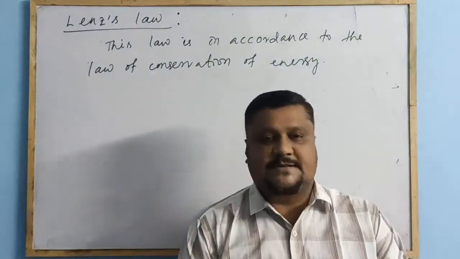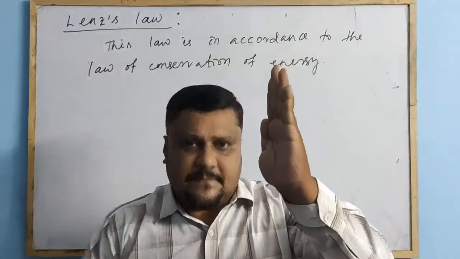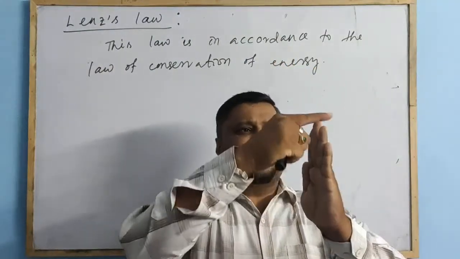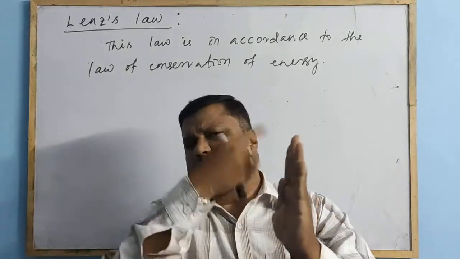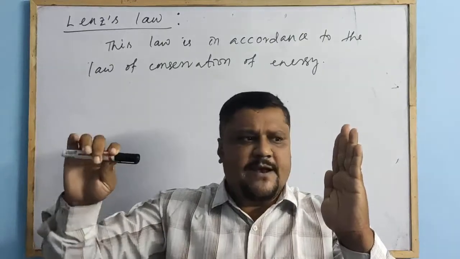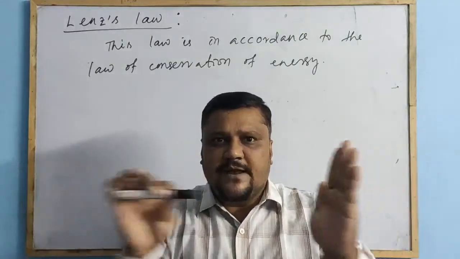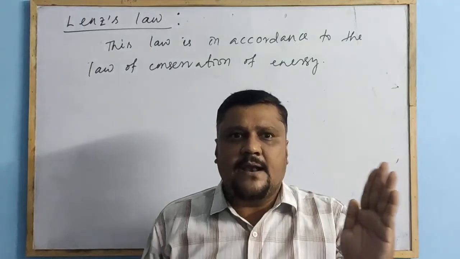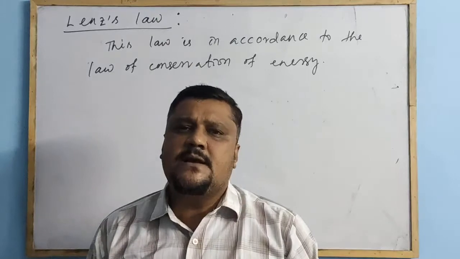What happens here? You see. Now think of a simple example. Let us consider this is a coil. It has no current; no current is flowing in the coil. But as you see, when a bar magnet is moving towards the coil or away from the coil, an EMF is induced, and that gives an induced current.